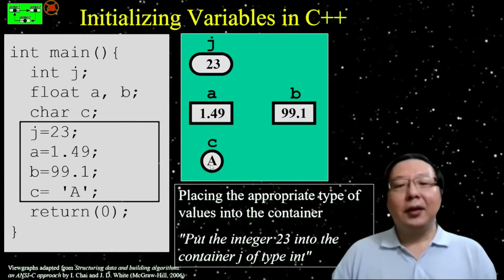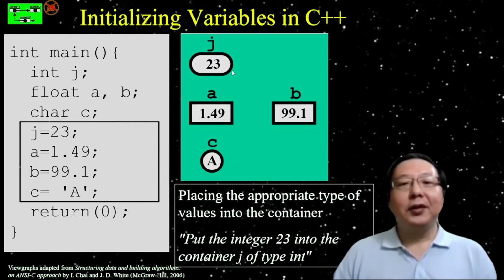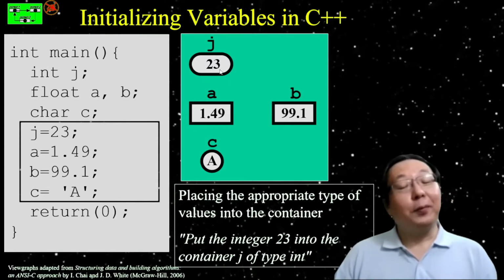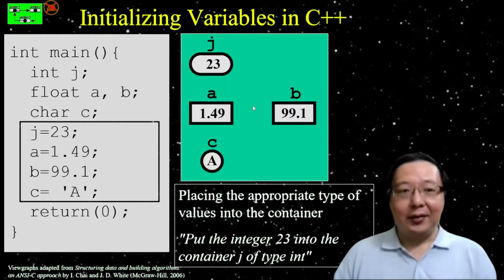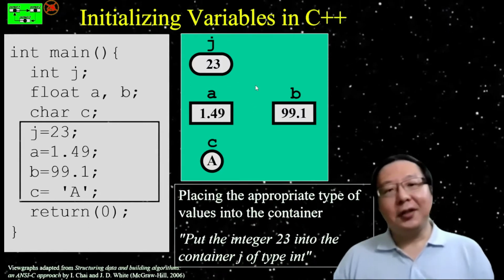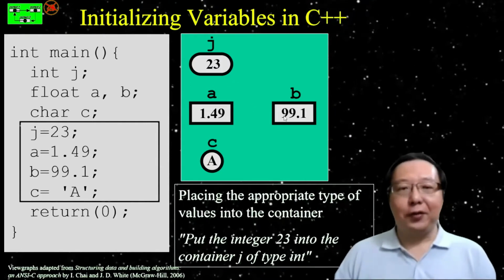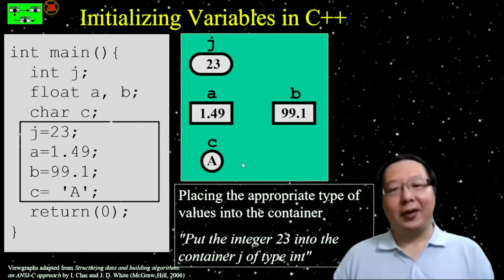So it is important that you prepare the right kind of variable to put the right kind of thing in it. So you put integers in integer variables, floating point in floating point variables, characters in character variables.